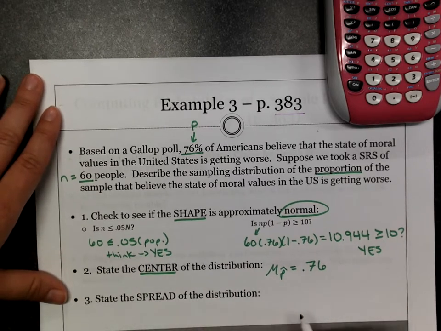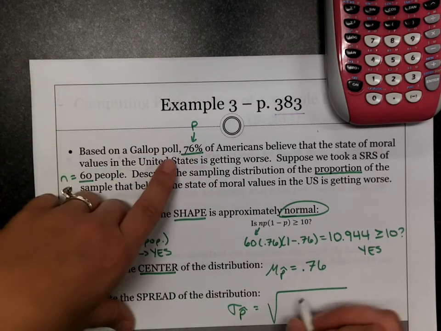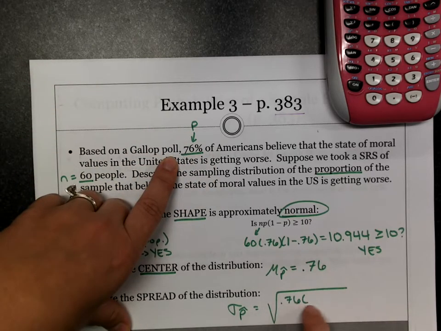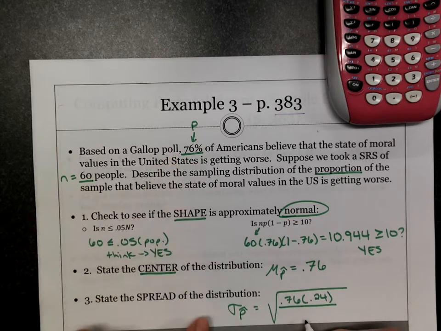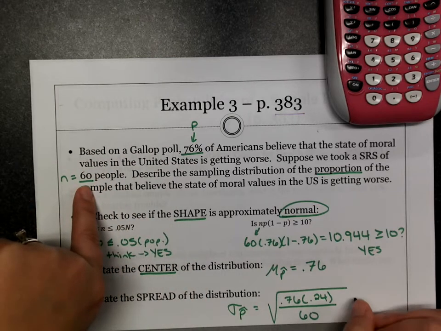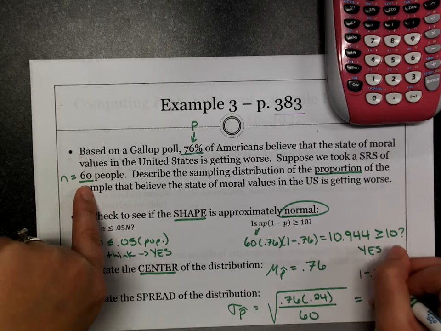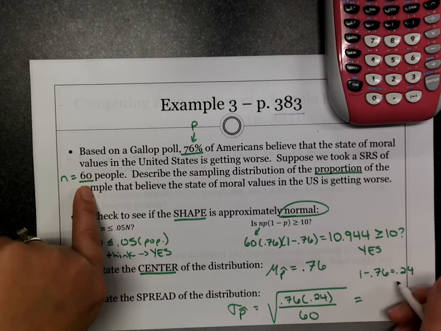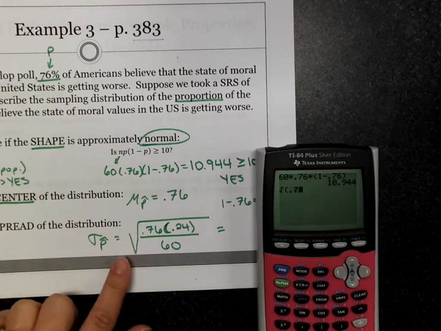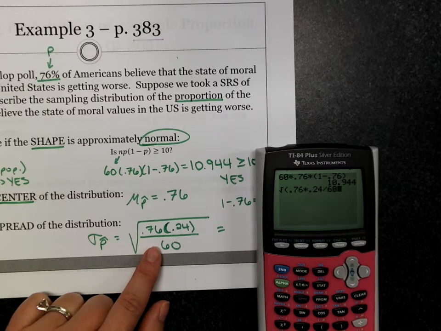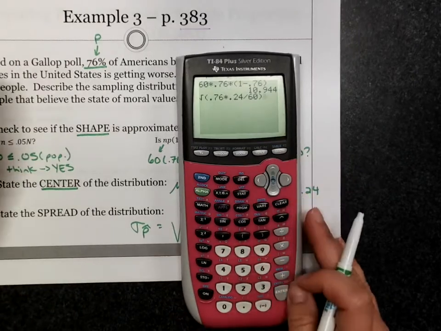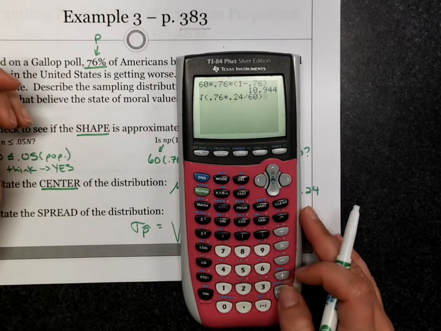And finally, the spread of the distribution is the new way we calculate standard deviation, which is the square root of p times 1 minus p. Now 1 minus 0.76 is 0.24 over the sample size, which is 60. So again, I just in my head worked out that 1 minus 0.76 is 0.24. You can type in 1 minus 0.76, it'll just be more typing. So we're going to do the square root, 0.76 times 0.24 divided by 60, and then close the parentheses. The calculator will follow order of operations, so we can just hit enter.